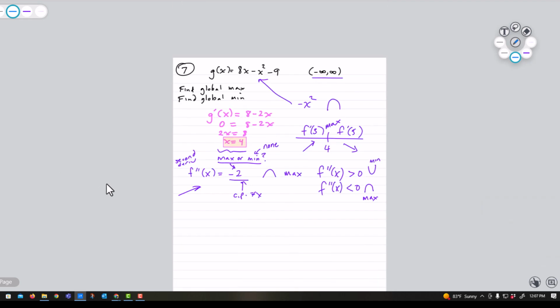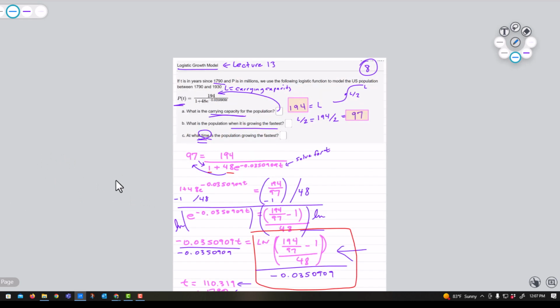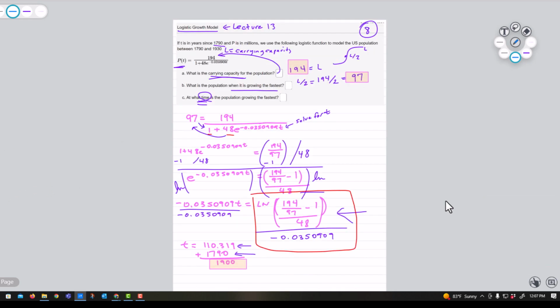All right, number 7, this is just flat out find a global max and min, nothing really new or different there. Now this one, if you have not watched the last lectures, will make no sense to you. This is the logistic growth model. This is 100% on your test. You need to understand how to do these steps.